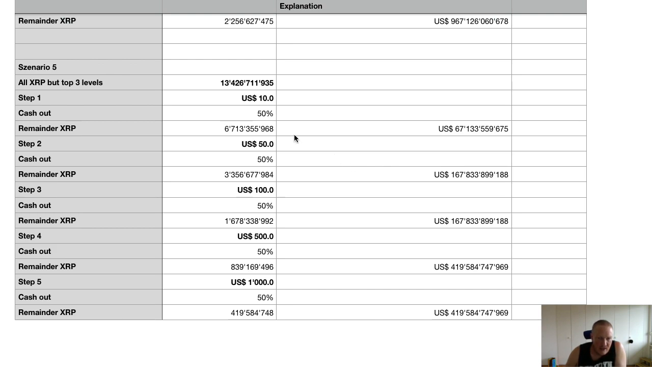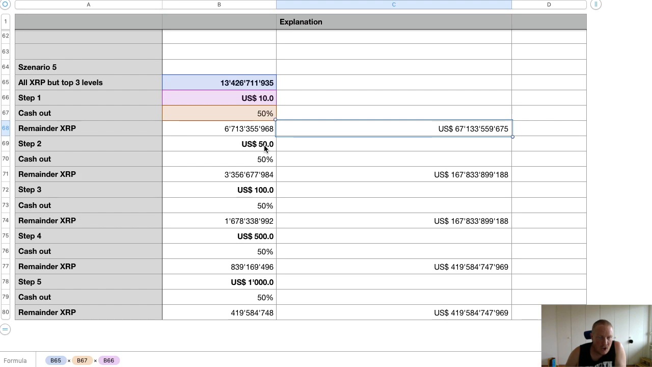Now, the last scenario we look at is a bit more aggressive. I again have the same figures: 10, 50, 100, 500, and $1,000. But this time, 50% of the current holdings are cashed out. So from the 13 million, there will be a remainder of a billion. There will be a remainder of 6 billion after the first step to 10%, which would give us these costs. If we then would have an additional step to $50, the remainder would drop to 3 billion and the cost would be somewhere around here.